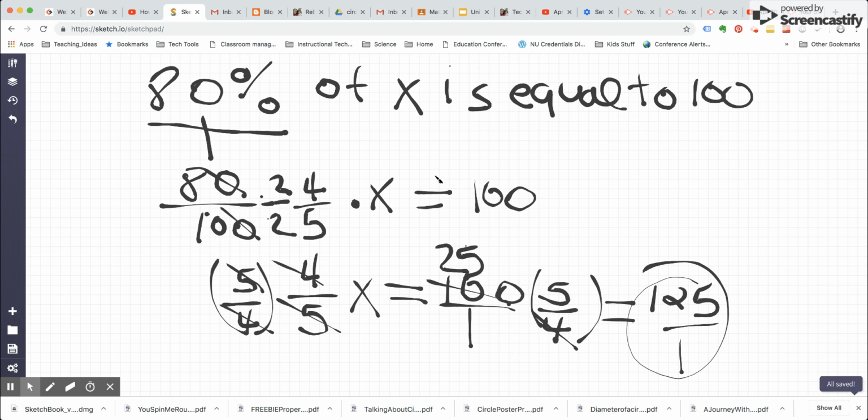So let's see if that's correct. Remember, we're going to take this answer here and plug it into our variable to see if it's a true statement. Is 80% of 125 equal to 100?